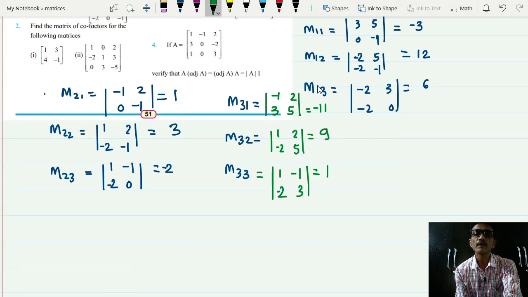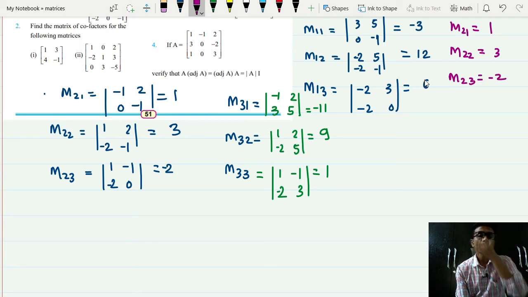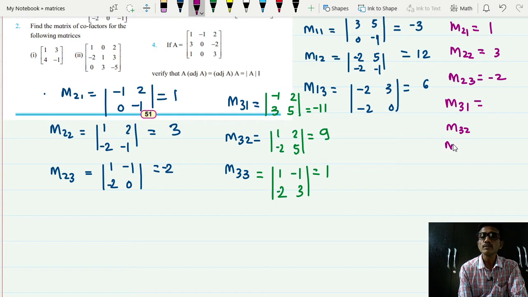This is M11, M12, M13, then M21. Here M21 is equal to 1, M22 is equal to 3, M23 is equal to minus 2, then M31, M32 and M33. M31 is equal to minus 11, M32 is equal to 9 and M33 is equal to 1.